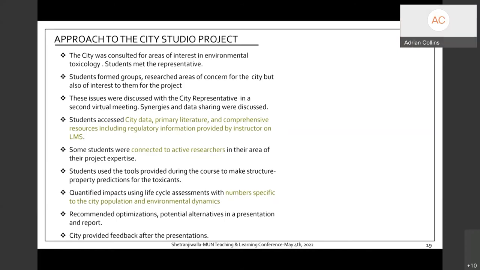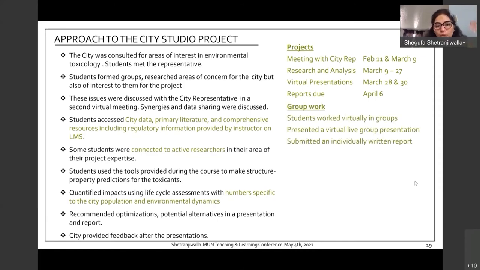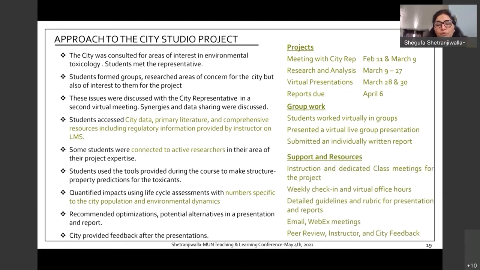Excellent, thank you. And so they applied those concepts that they had learned and worked on these projects from February to basically March, and made virtual presentations and prepared a report as well. They worked in groups virtually, but they presented an individually written report. And this presentation was made to city representatives. The mayor was present as well. And some of our Grenfell Campus members were also present.